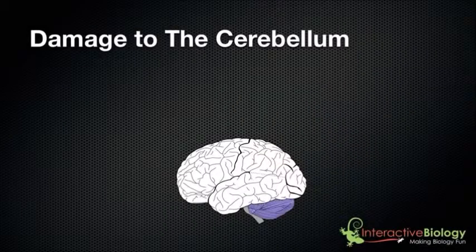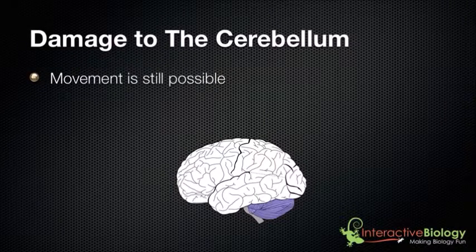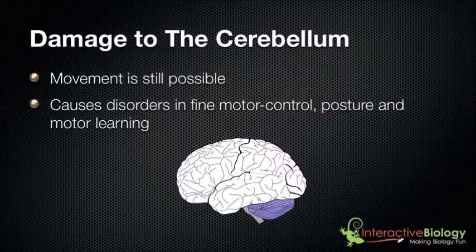Let's talk a little bit about what happens when there's damage to the cerebellum. The cerebellum doesn't cause motion, but it just coordinates it. So if there's damage to the cerebellum, movement is still possible. However, it's going to cause disorders in fine motor control, posture, and motor learning.